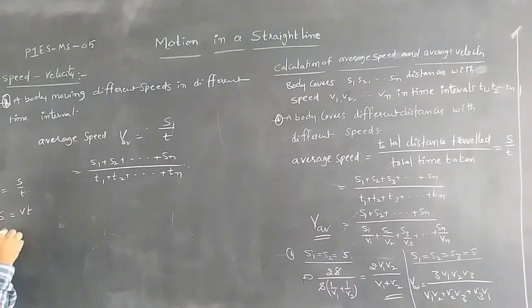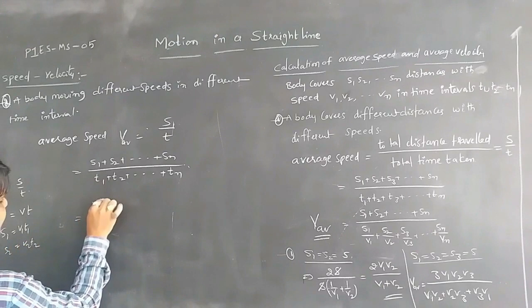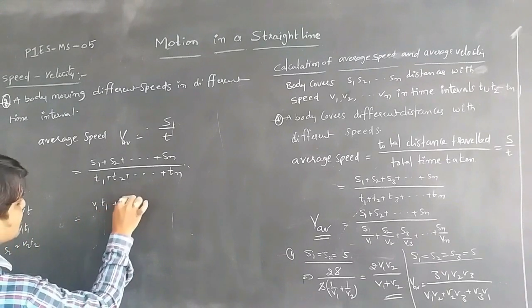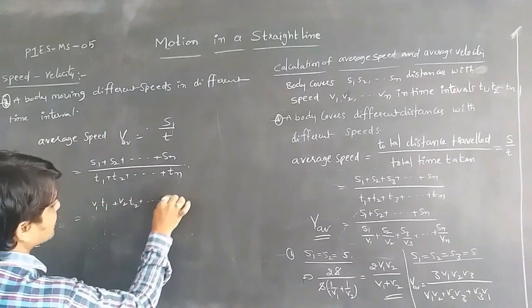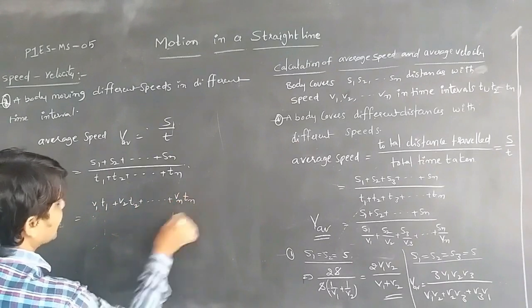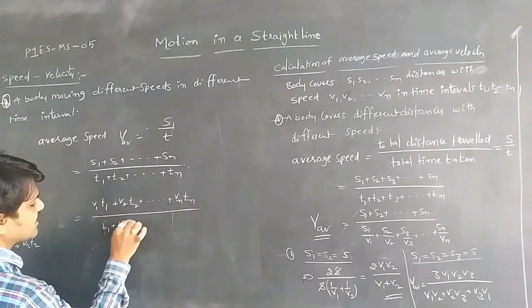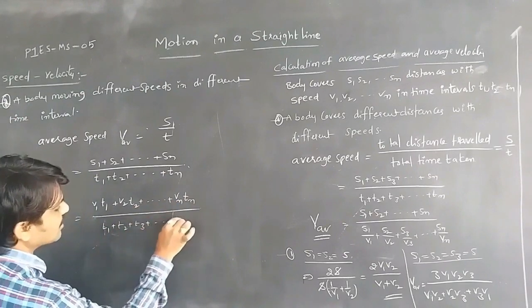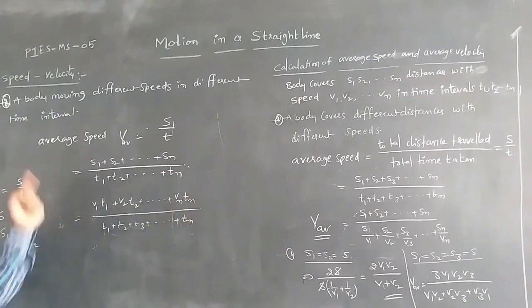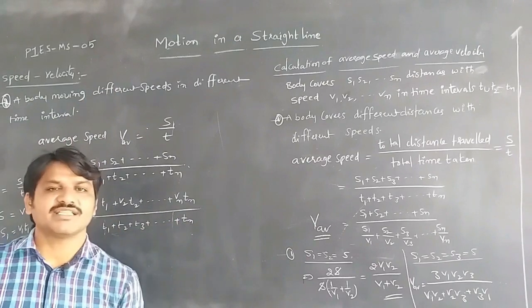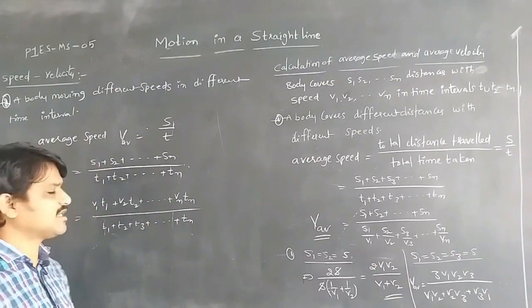From this, S1 is equal to V1 T1 and S2 is equal to V2 T2. As well, we can write that V average is equal to V1 T1 plus V2 T2 plus so on up to Vn Tn, divided by T1 plus T2 plus T3 plus so on up to Tn. This is the relation whenever the body is moving with different speeds in different intervals of time.